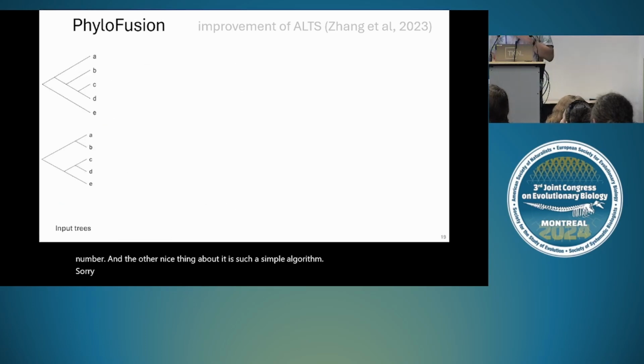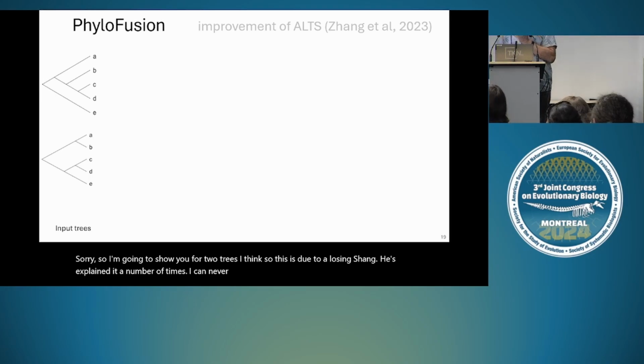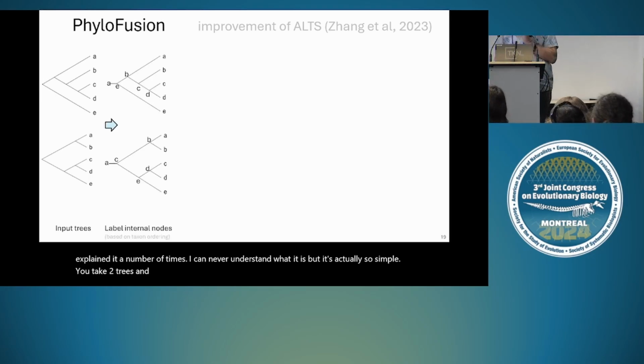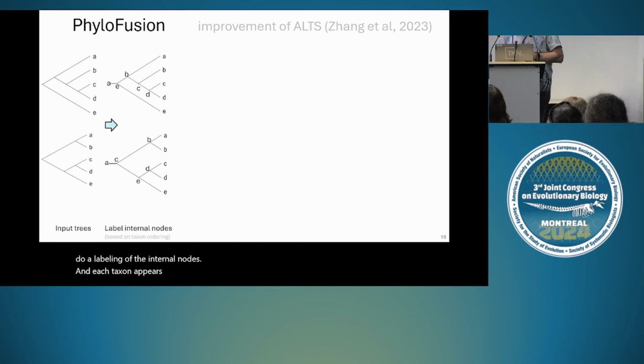So I'm going to show you for two trees. I think this is due to Louxin Zhang. He's explained it a number of times. I can never understand what it is, but it's actually so simple. You take two trees, and then you have to sort your taxa. So you order your taxa, and then you do a labeling of the internal nodes. And each taxon appears twice, once as a leaf and once as an internal node.